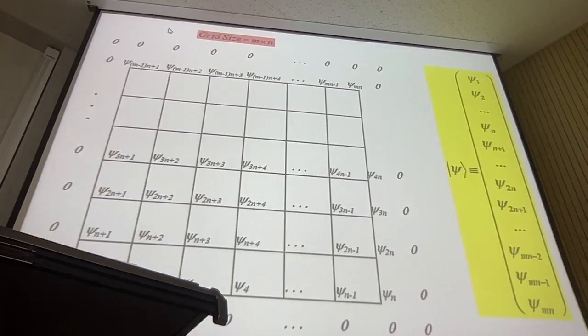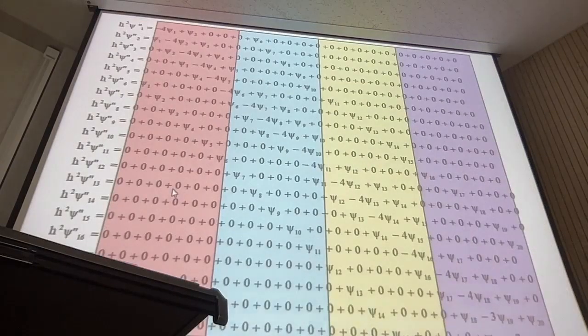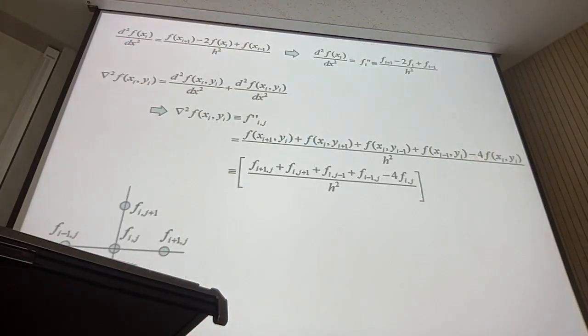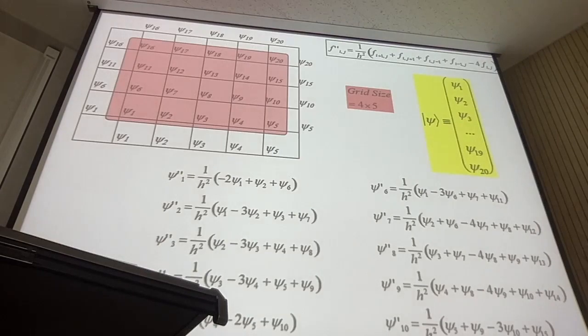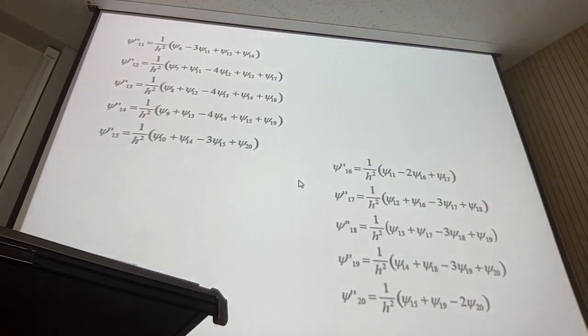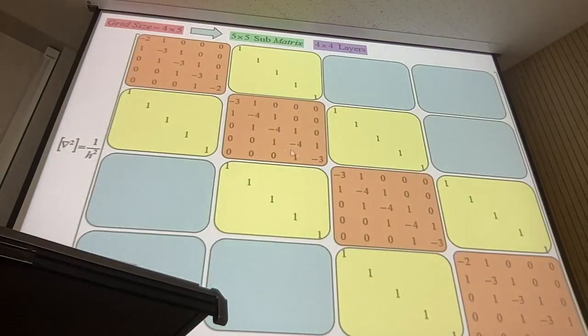Right. So if we have n by n element, so we have n element along the x-axis, m element along the y-axis, previously we assumed its neighboring points are identical to itself, right? And that makes a little bit complicated matrix like this.